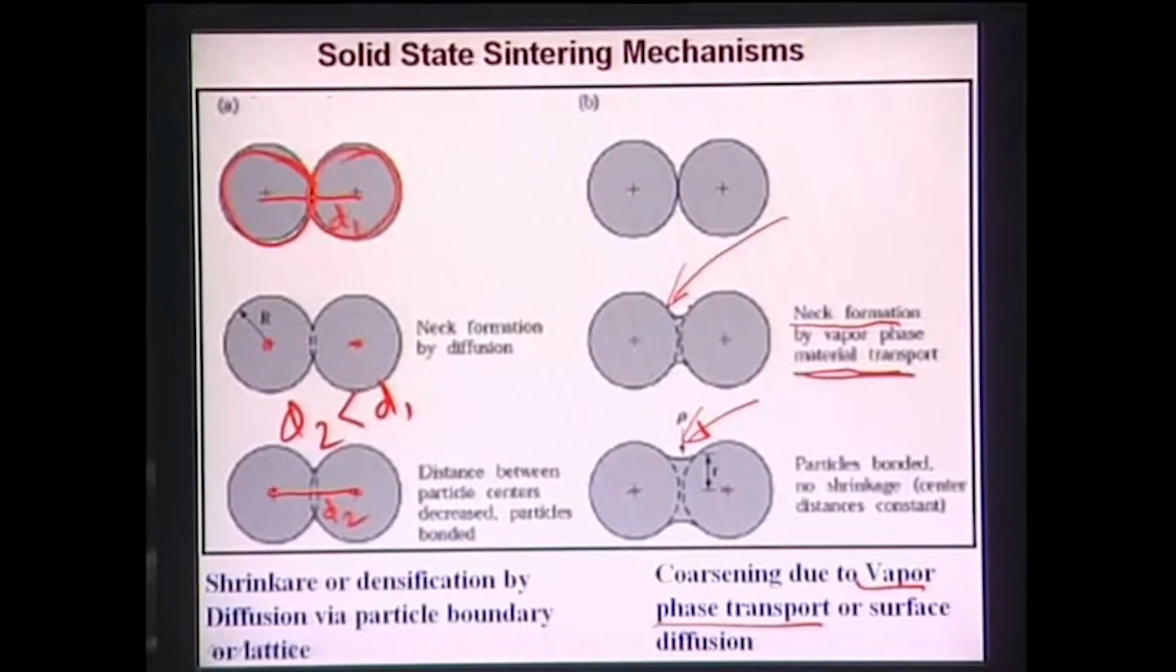Material transport takes place by the vapor phase, and therefore grain coarsening, or particle coarsening, will take place. In other words, this interparticle distance, if it is d3 and initially it was d2, so d3 is greater than d2 in this case. So if the interparticle distance increases, then sintering certainly does not take place and coarsening takes place.